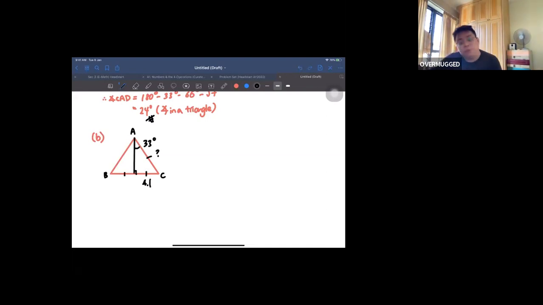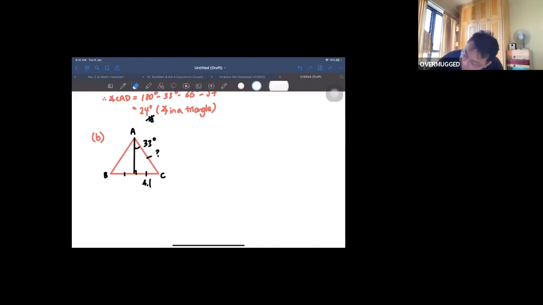Okay, so we have a right triangle now, and this is trigo. We have the opposite side of the triangle, and we have the hypotenuse. So SOH, opposite over hypotenuse, so sine. Okay, so we can use that. So yep, correct, SOH. So sine of 33 degrees.